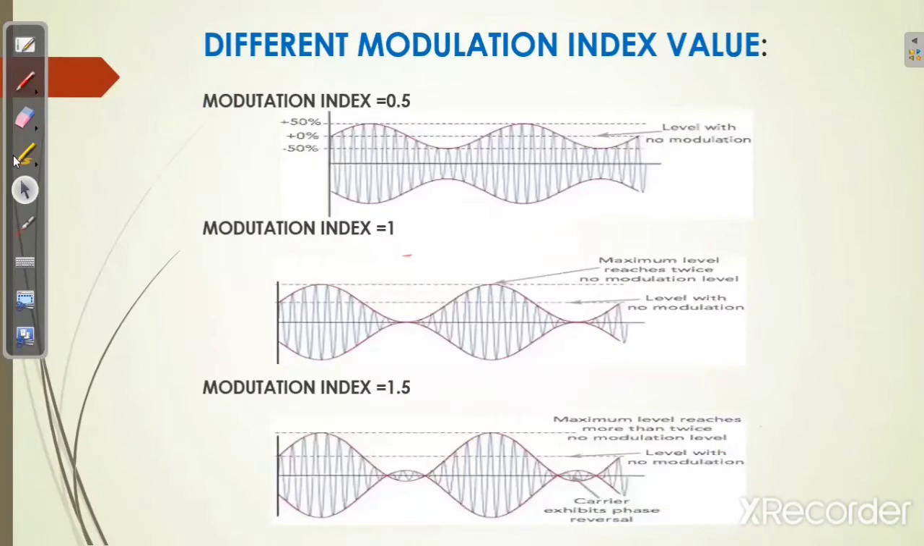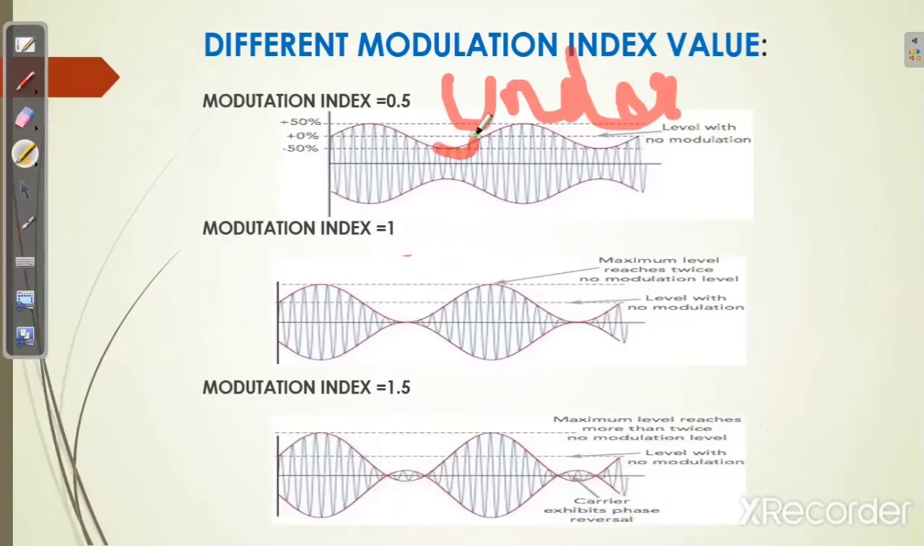So this is the waveform for different modulation index values. First, when the modulation index is 0.5. For perfect modulation, the modulation index should be 100%. But if it is less than 1, the waveform will look like this, and it is called under modulation. Here we can observe that the signal wave does not fall to 0. It does not reach the 0 level.